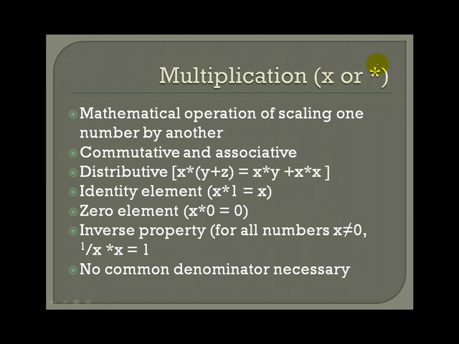Multiplication, you've either got this x or a star or something like that. It is the mathematical operation of scaling one number by another. Just like addition, it is commutative and associative, so it doesn't matter what order you do it in. 5 times 4 is the same thing as 4 times 5. It is also distributive, so that x times (y plus z) is the same thing as x times y plus x times z. We're going to probably use that a little bit later on. I'm sorry, that should be incidentally z, not x. You should always go back and read your slides.